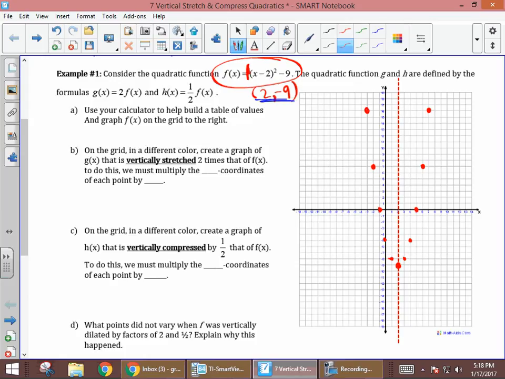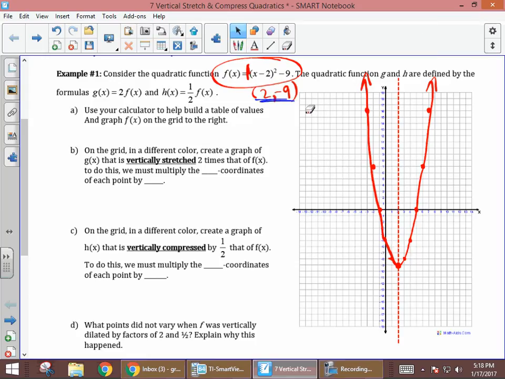We can get quite a few points on the graph here, and then we just draw the parabola as well as we can. There you have it. There is the function f of x graphed, the leading coefficient of 1, with the vertex at (2, negative 9). So the next 2 things it wants us to graph are g of x, which is 2 times f of x, and h of x, which is a half of f of x.